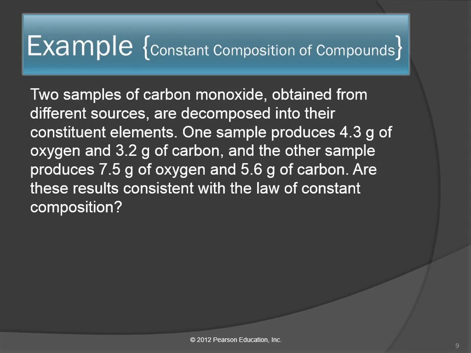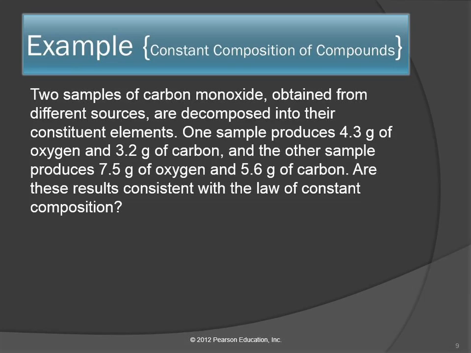So let's look at this example. 2 samples of carbon monoxide from different sources decomposed. One sample produces 4.3 grams of oxygen, 3.2 grams of carbon. The other sample produces 7.5 grams of oxygen and 5.6 grams of carbon. Are these results consistent with the law of constant composition? The law of constant composition says the ratio of the masses of elements in a compound has to be the same. And so we can analyze this by looking at the ratio.